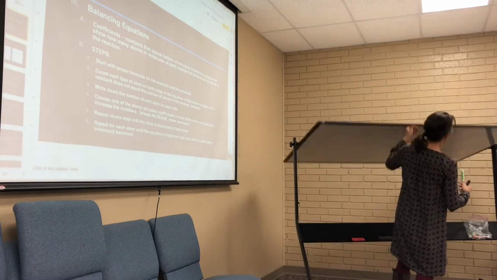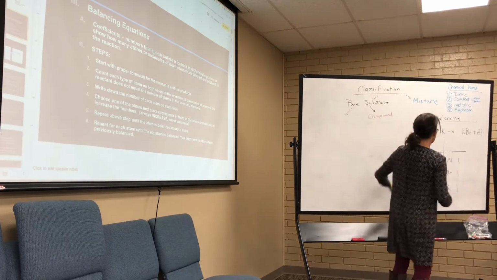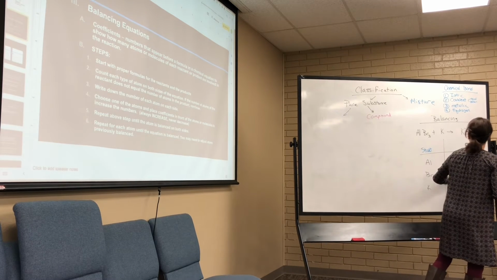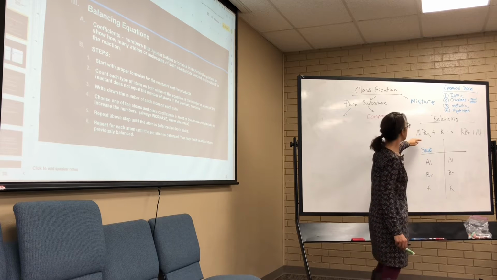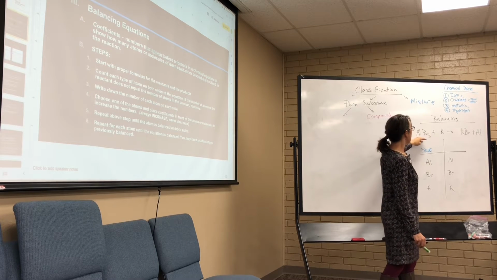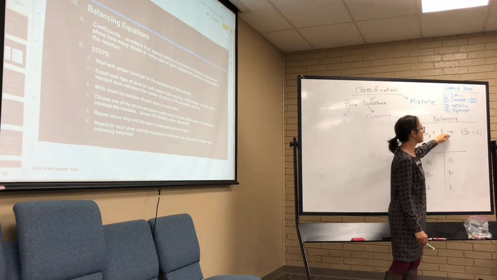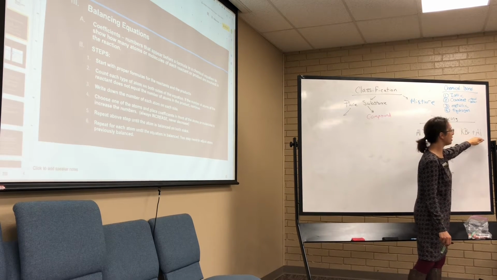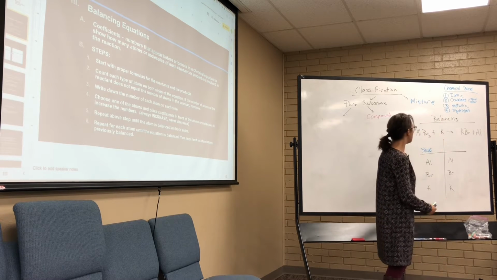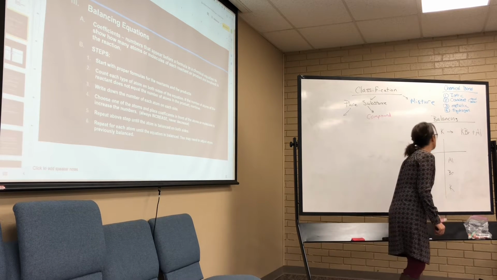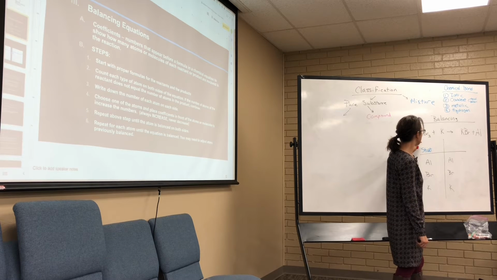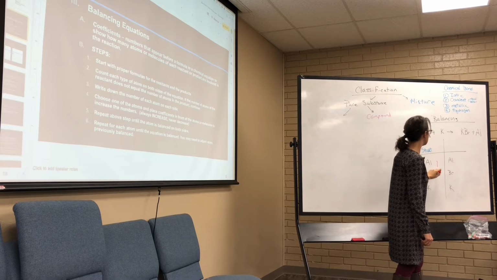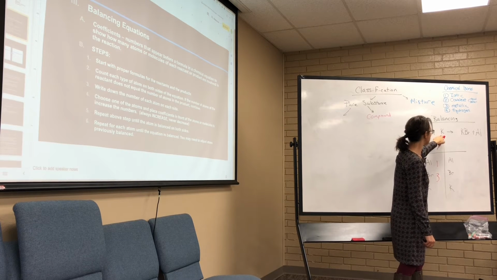I think I have another one. Okay, so let's look at this one. So we're starting with aluminum and bromine and potassium. And we're getting potassium, bromide, and aluminum. So what we start with, we're going to write down everything that we start with. How many aluminums do we have in our reactants? 1. How many bromines? 3. How many potassiums? 1.